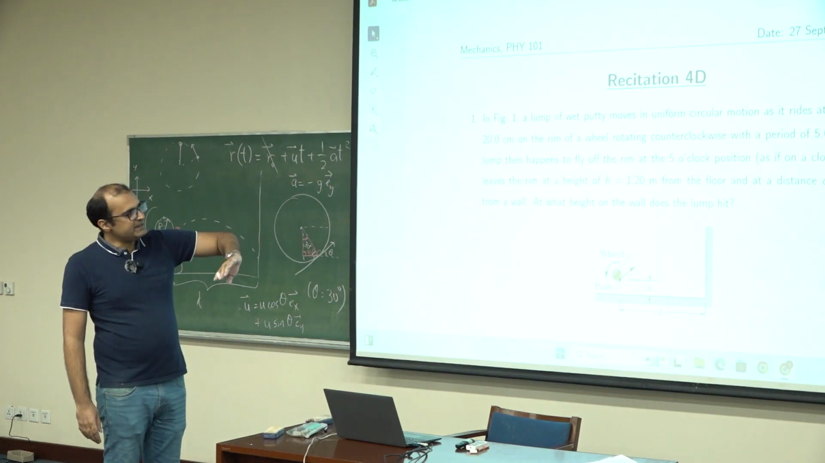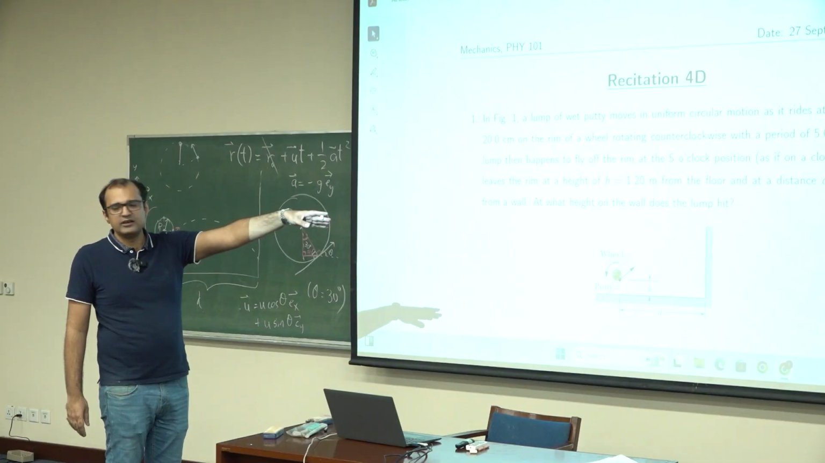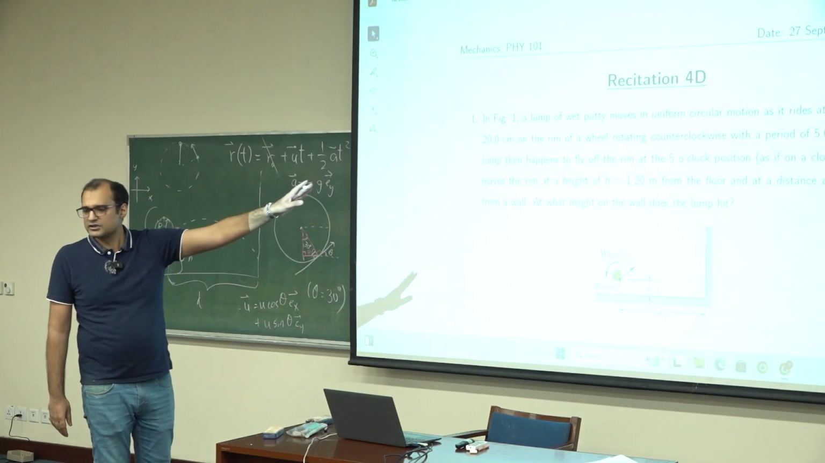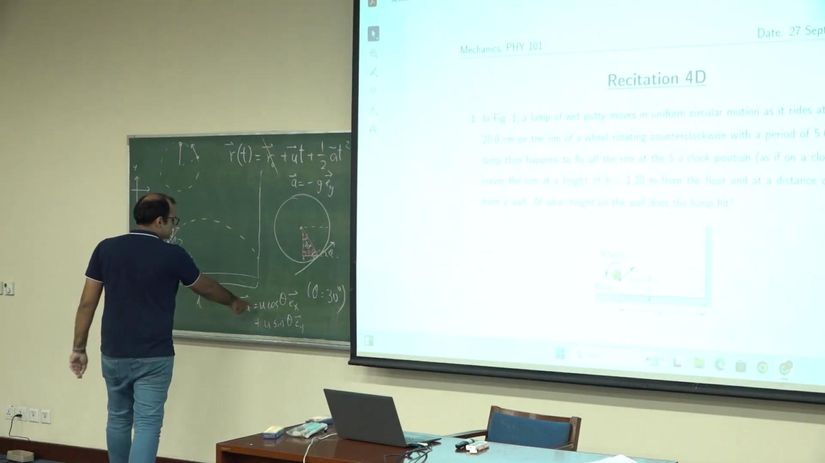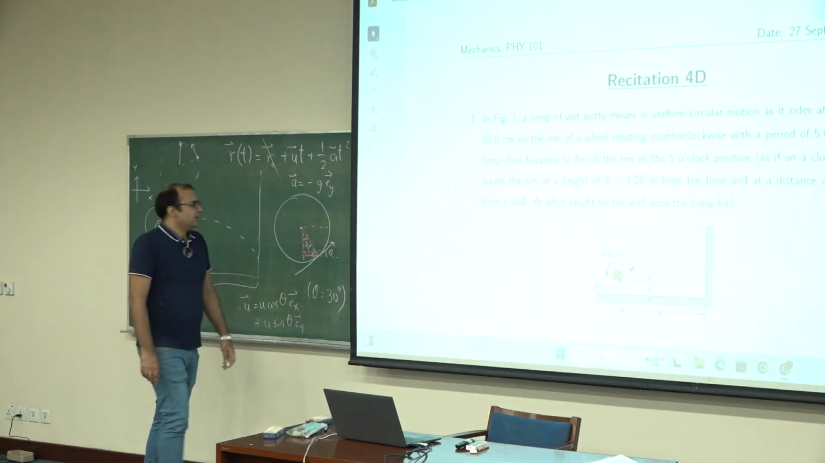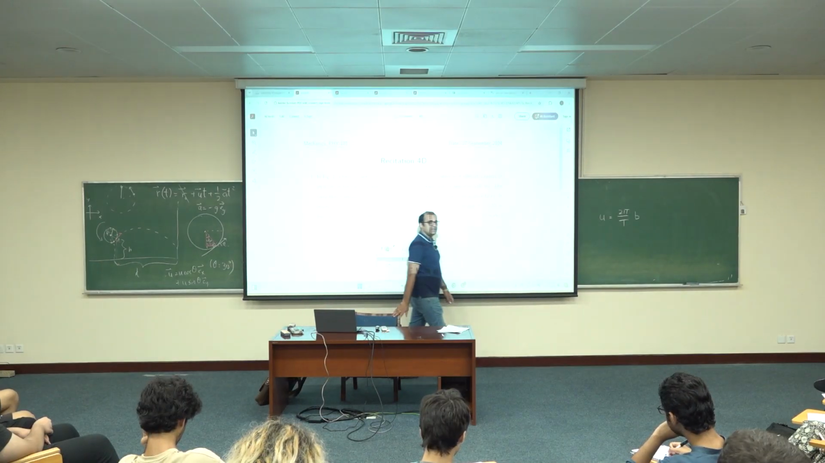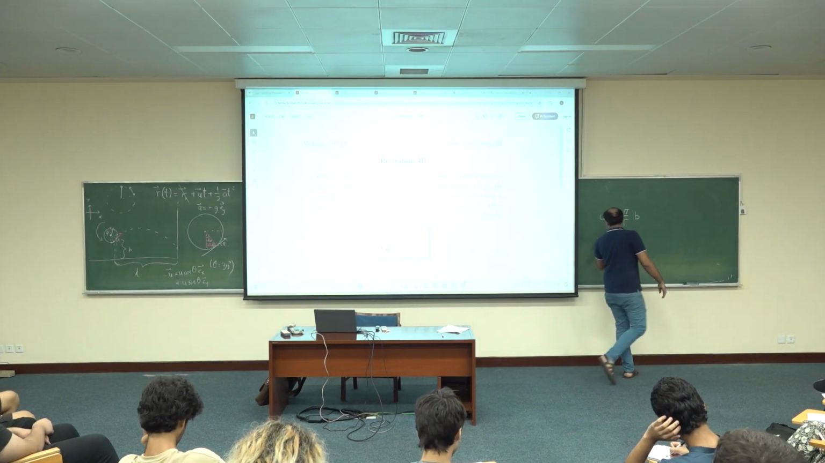So anyway, the point being that since you know capital T, you know the radius of this wheel, it's trivial to calculate the numerical value of u. Okay, so you know this u actually as well. You know u, you know theta, and you know a, of course, and then I can write down the position vector of the piece of clay as a function of time.